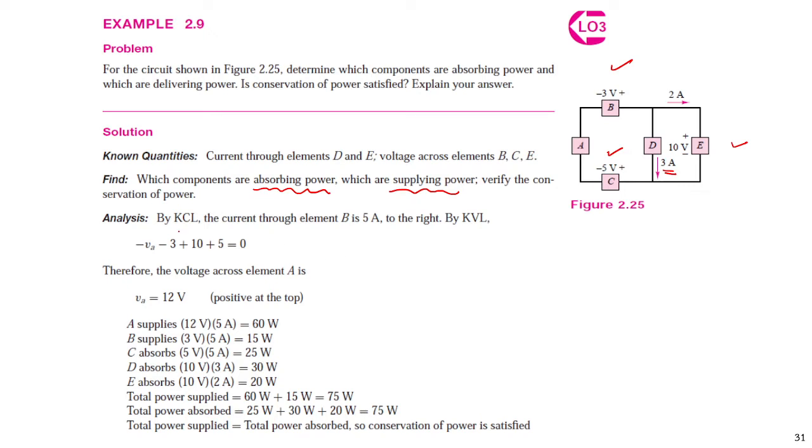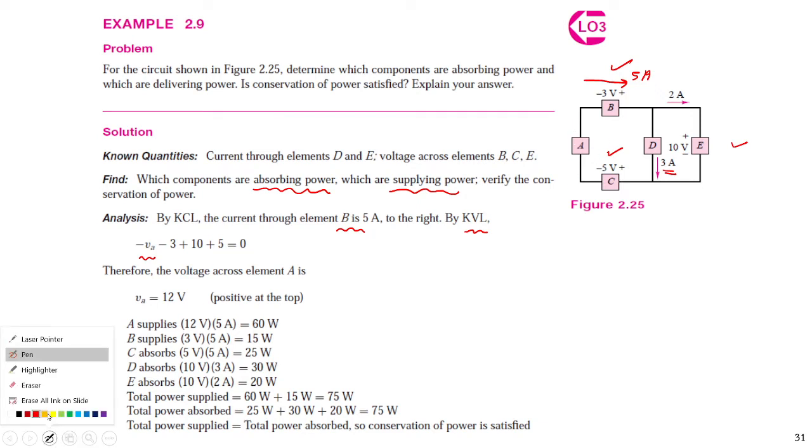By KCL, the current through element B is 5 amp. Here we know this is 3 amp, we know this is 2 amp. So this is 5 amp in this direction. This is 2 amp, this is 3 amp, we know 5 amp here. And by KVL, we can solve for VA here.